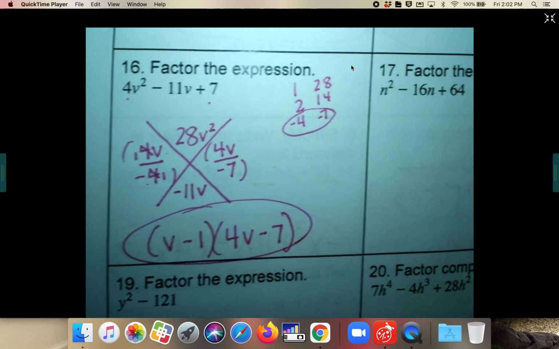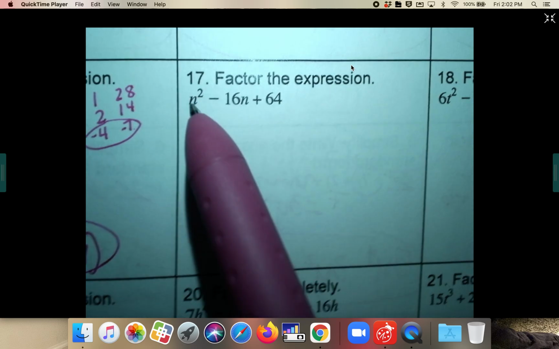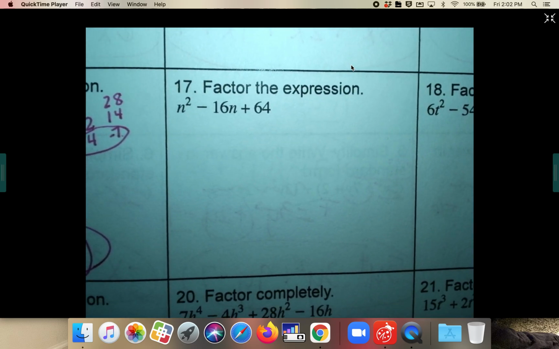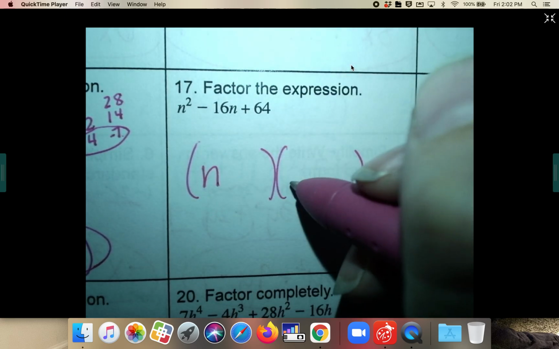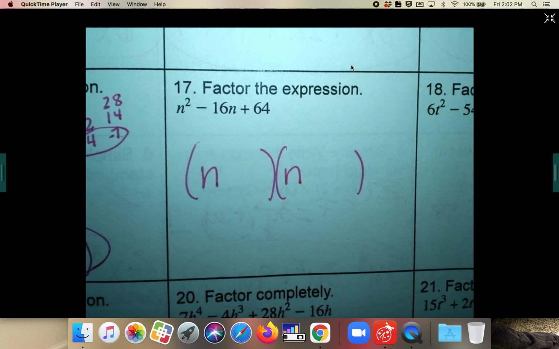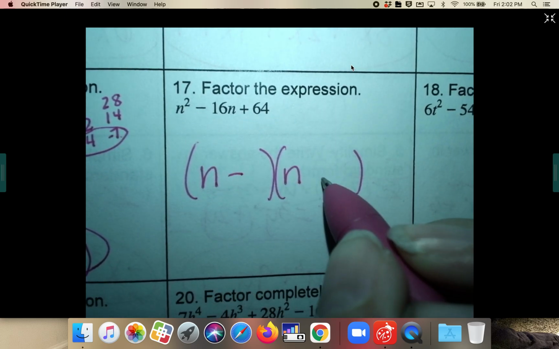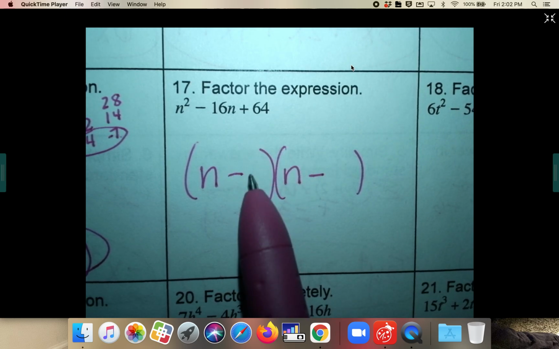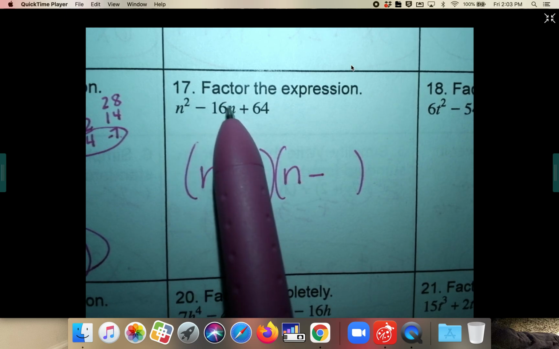All right. 17, oh good, it is back to where the first term is 1, so we can just do this a little bit quicker in our head without having to use the diamond method. We know in this case that n's are going to be at the front because it's n squared, and we know that they're both going to be minus because a negative times a negative is what's going to give us that positive, while a negative plus a negative is what's going to give us a negative added together.